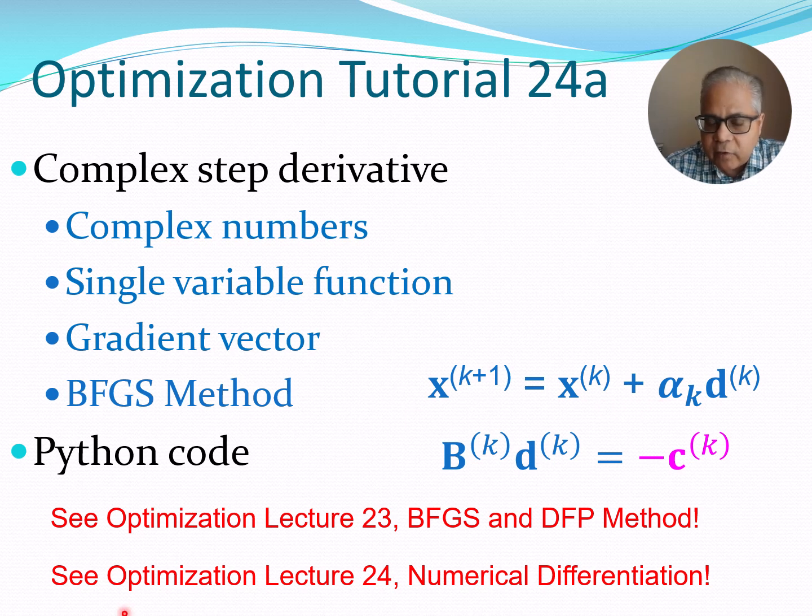So if you want to revise these particular theories, then take a look at optimization lecture 23 on the BFGS and DFP method, and also in lecture 24 I discussed numerical differentiation using the classical techniques like forward difference method, backward difference method, and central difference method. Today we are also going to develop Python code to showcase this concept of the complex step derivative. I did not make any lecture video on this when I first came up with the optimization lectures, so this is kind of an extra you are getting out of this tutorial.